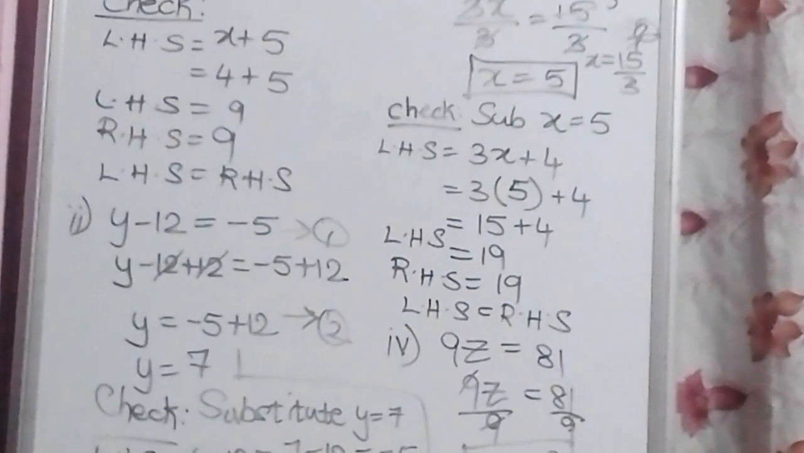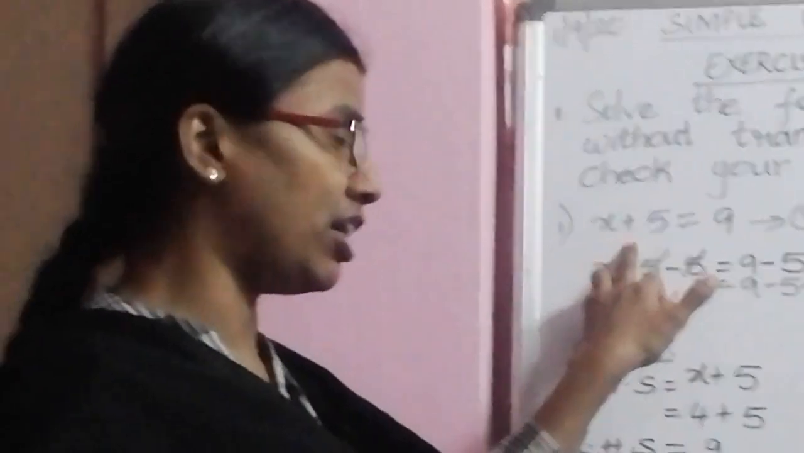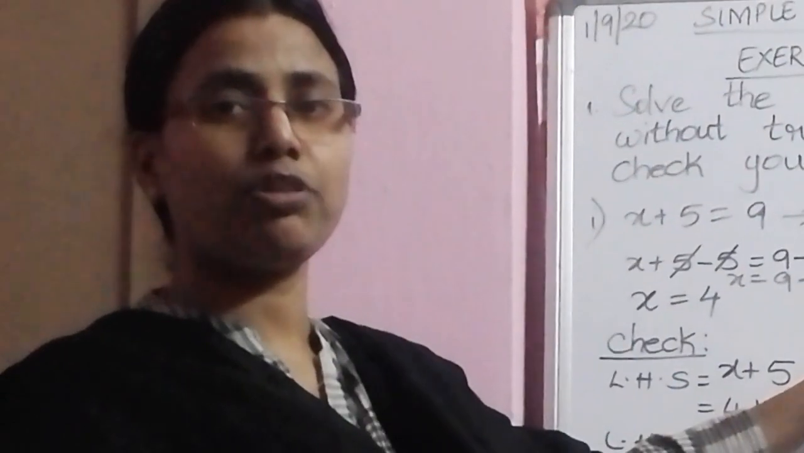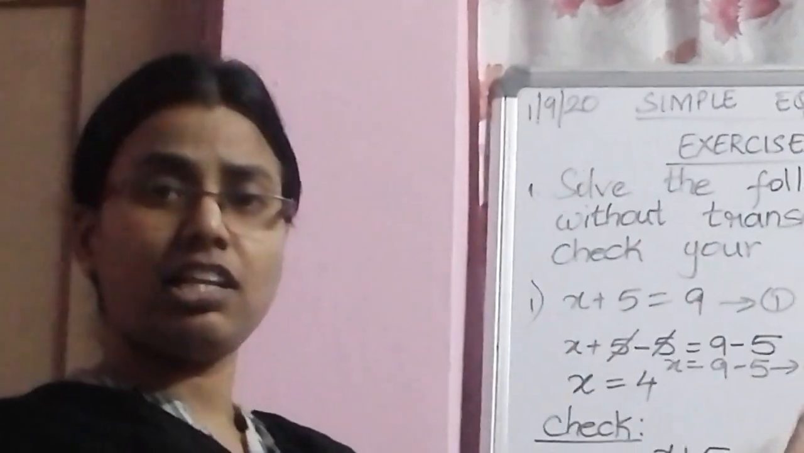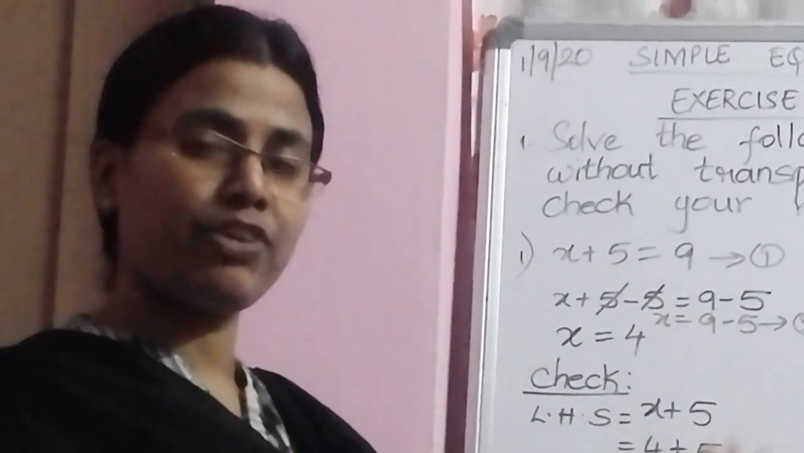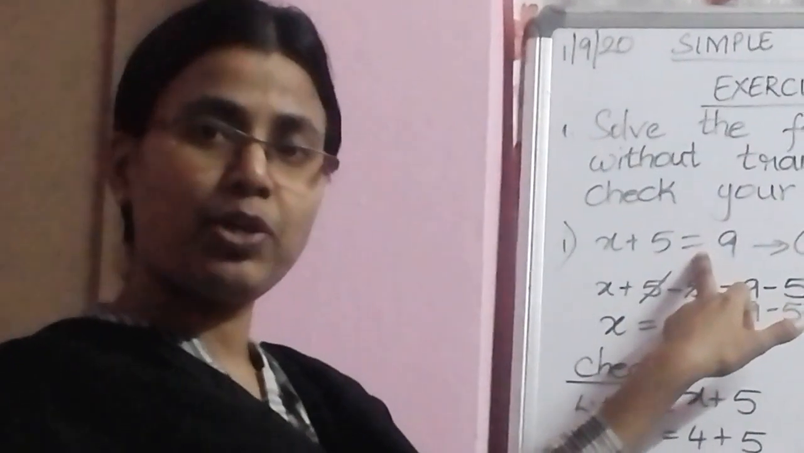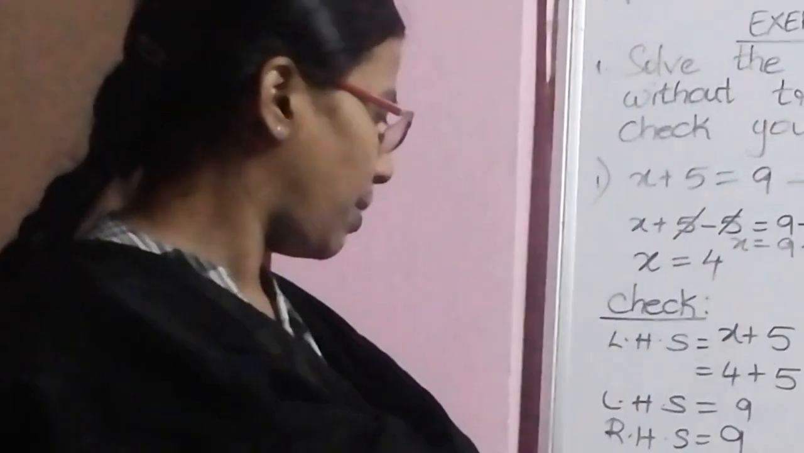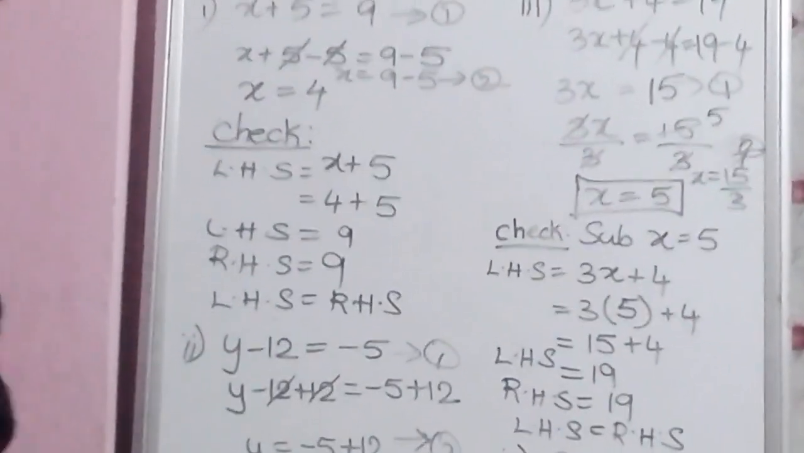Same thing. So when a term is transferring from one side to the other side, it is called transposing. The third method is the transposing method. Presently we are not using the transposing method, but when we are solving with the principle of equality, there we are getting the relationship between the mathematical operations. Plus became minus, minus became plus, multiplication became division. Now let us do the next problem.